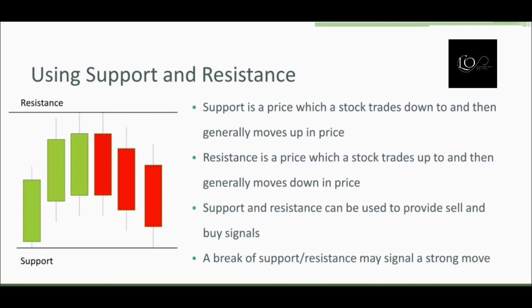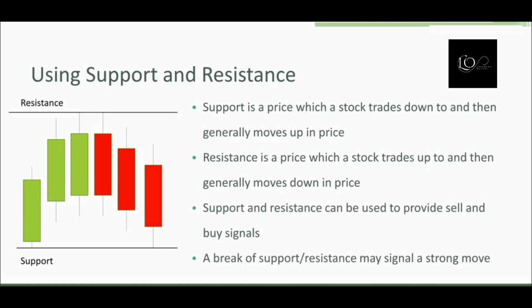The stock then trades up to what is called a resistance level, and that is a price which a stock trades up to and then generally moves down in price. And then the stock trades back down to the support level, where it will generally move up in price from that level. And I say generally because a stock will go through both support and resistance, and this can happen on a fairly regular basis.